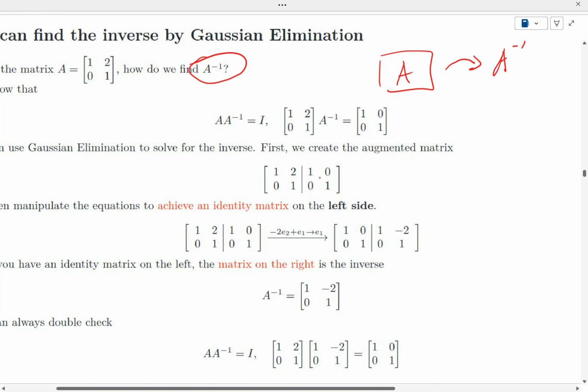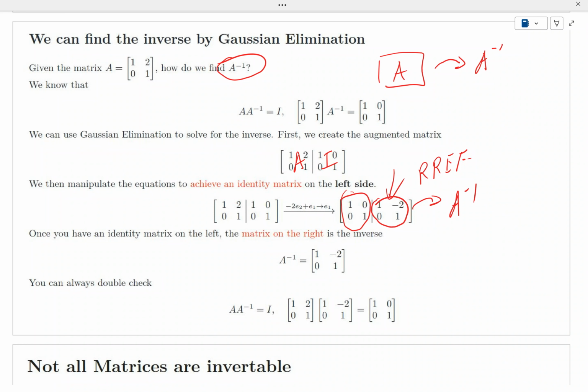So your target is an identity. This is what you want. You want an identity, and this is your matrix, A. If you simply stack A and the identity here, now you perform Gaussian elimination until you reach the RREF. Once you reach the RREF, whatever you have here on the right side is your A inverse.